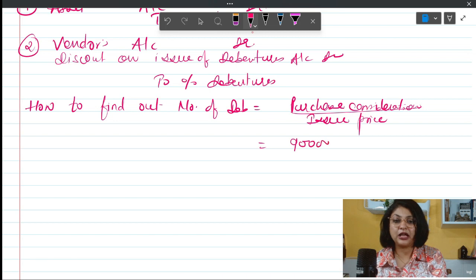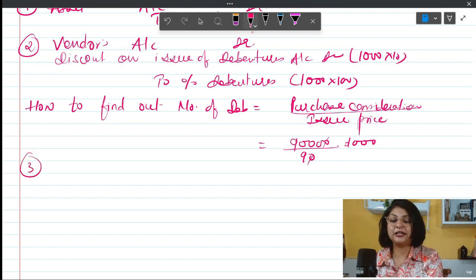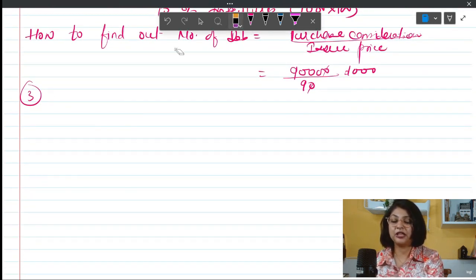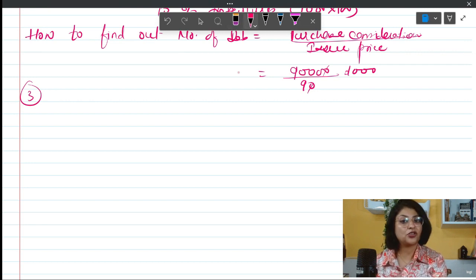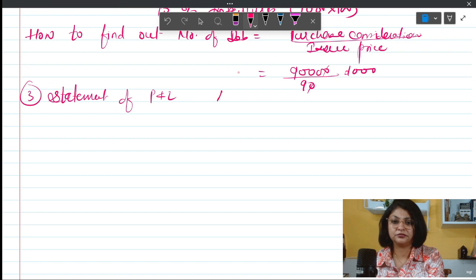So for example, I have purchase consideration of 90,000 and I have issued debenture for 90 rupees. So my number of debentures will become 1,000. So here I will multiply 1,000 into 100. Here I am going to multiply 1,000 into 10, which is my discount. And without fail, what we had learned in the previous class, that discount on issue of debenture account has to be closed. So if there is availability of general reserve, capital reserve, security premium reserve, we will use it. Otherwise, simply from statement of profit and loss, we will write off discount on issue of debenture.